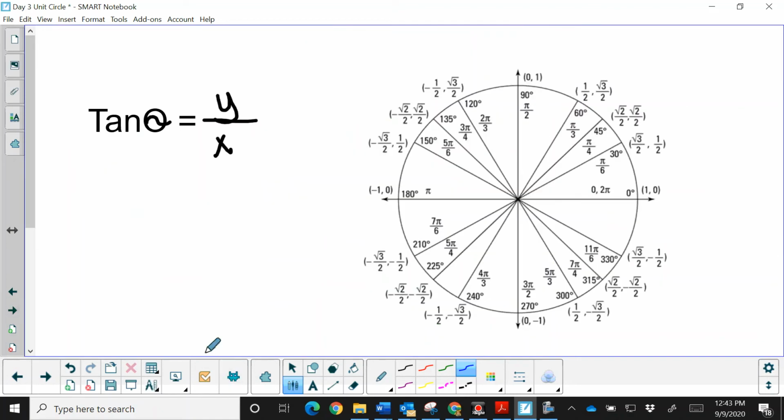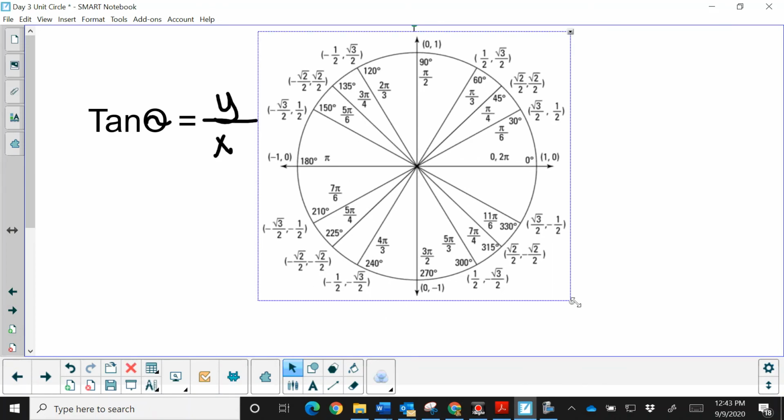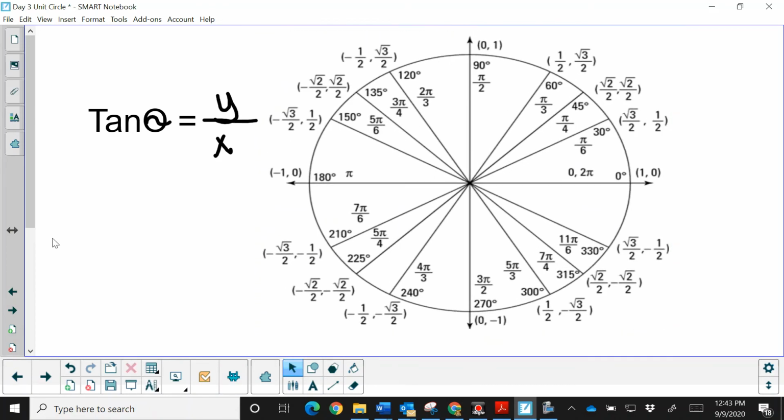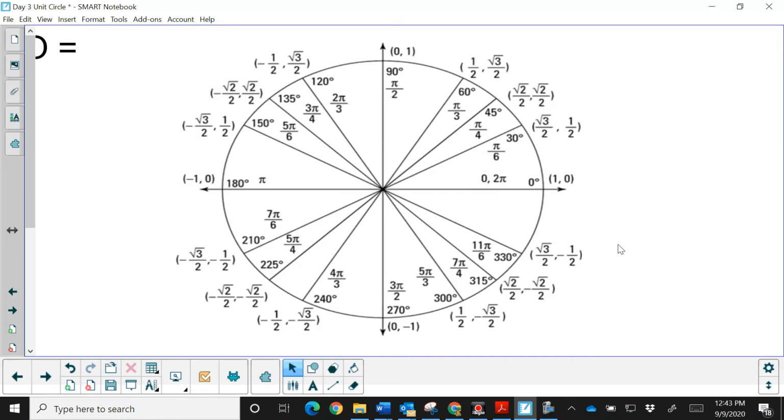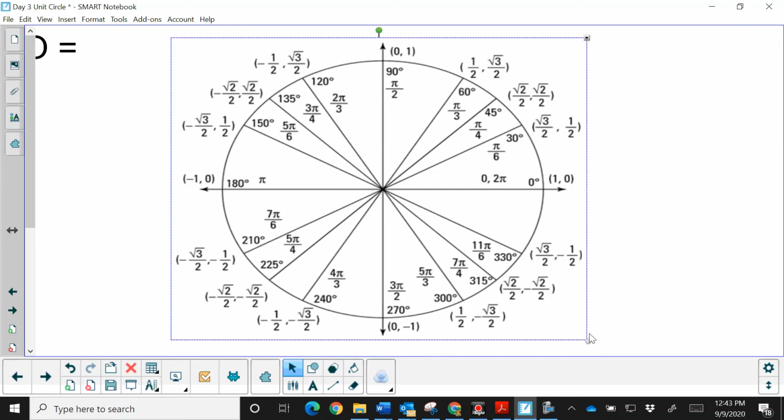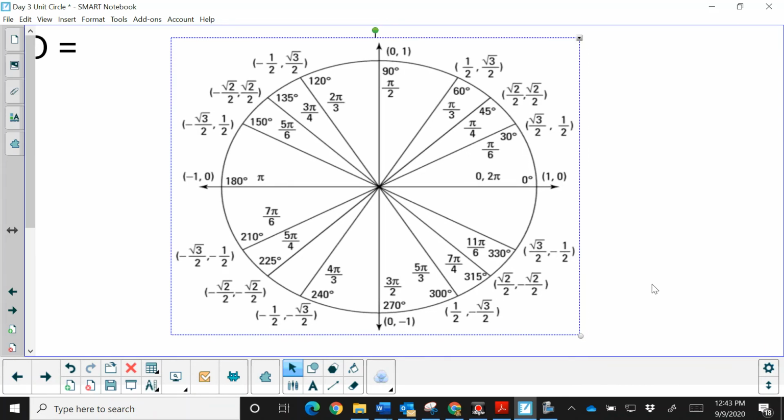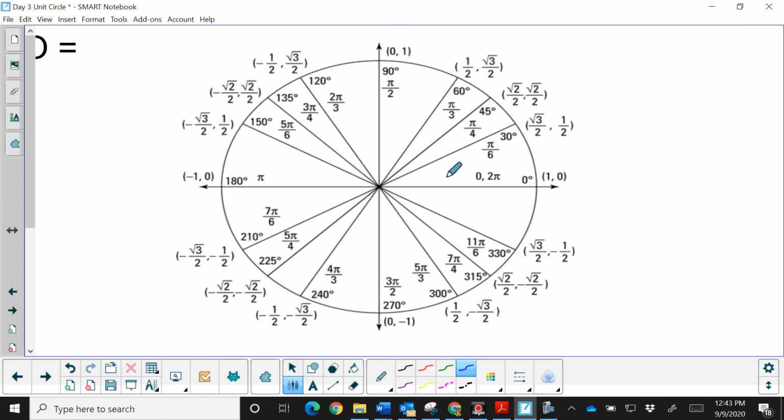So let's look at the full unit circle. And I want to analyze this just a little bit. I'm going to clear this off for a second. We don't need tangent. We just need to look at our unit circle. So on the unit circle, you're going to have 2 angle measures in each of these positions. You're going to have a degree and you're going to have a radian.